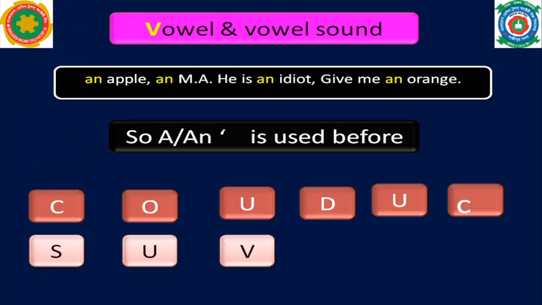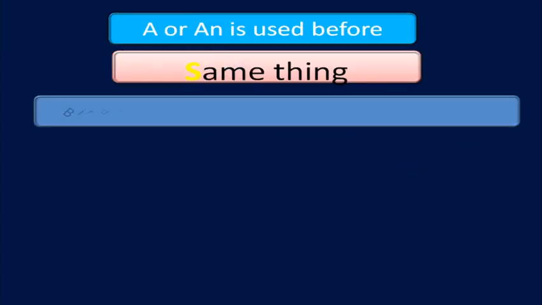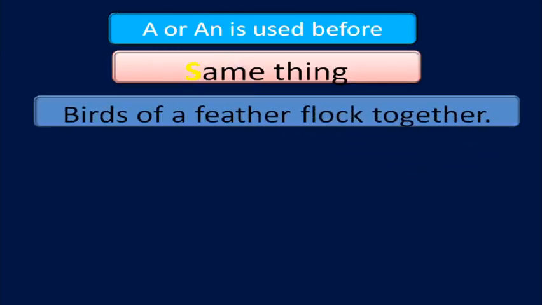It's simple. An or a is used. Same thing: birds of a feather flock together. So in the case of same thing, you have to use a.